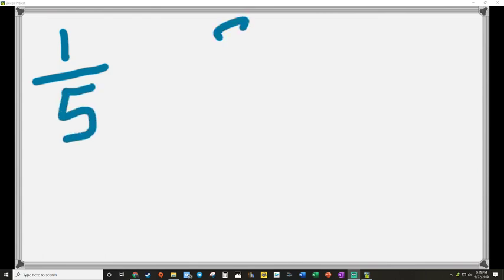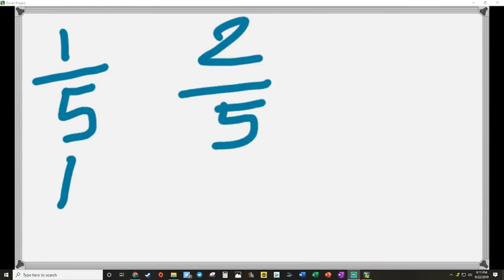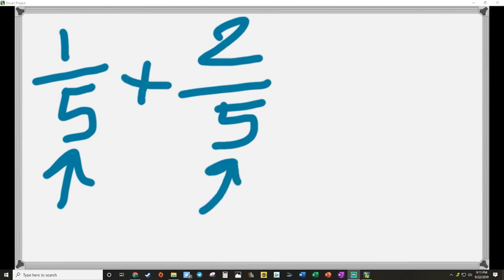Whenever you come across fractions, you may sometimes have to add, subtract, multiply, or divide them. Whenever you are adding or subtracting, you can only do so if they have a common denominator, meaning the number on the bottom of both fractions has to be the same. For example, we're adding 1/5 and 2/5. The 5 at the bottom, both fractions have a common denominator, meaning the same denominator on the bottom.